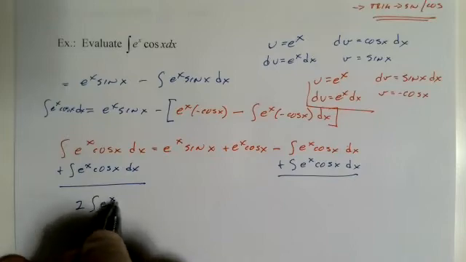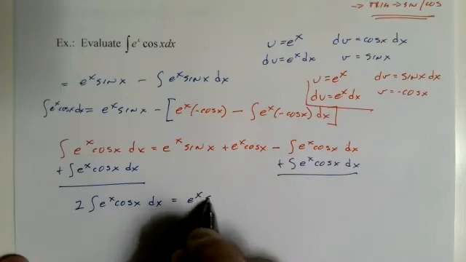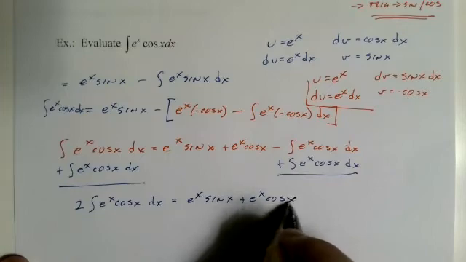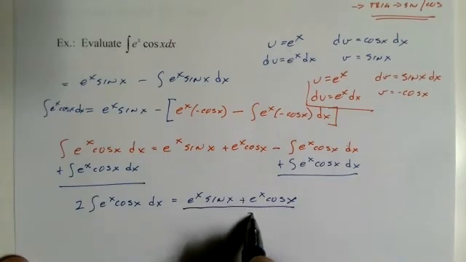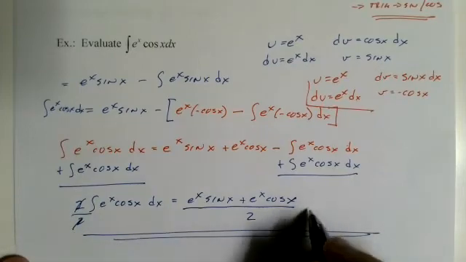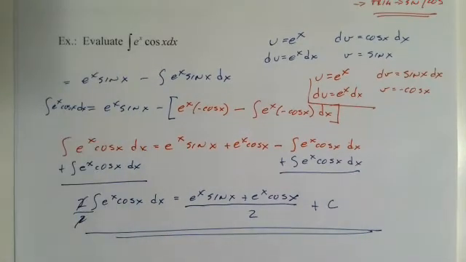2 times the integral of e to the x cosine of x dx equals e to the x sine of x plus e to the x cosine of x, so the integral equals that over 2, plus c. Prove it. Take the derivative, see what you get. It's going to work out. You're going to get e to the x cosine of x. That's crazy math. You've been warned.